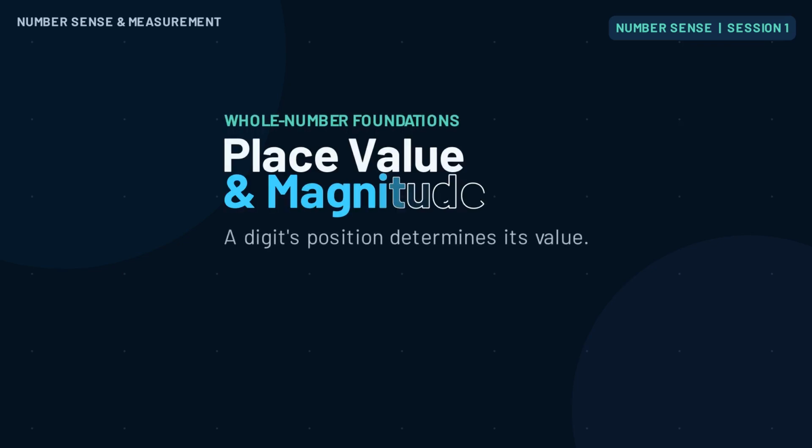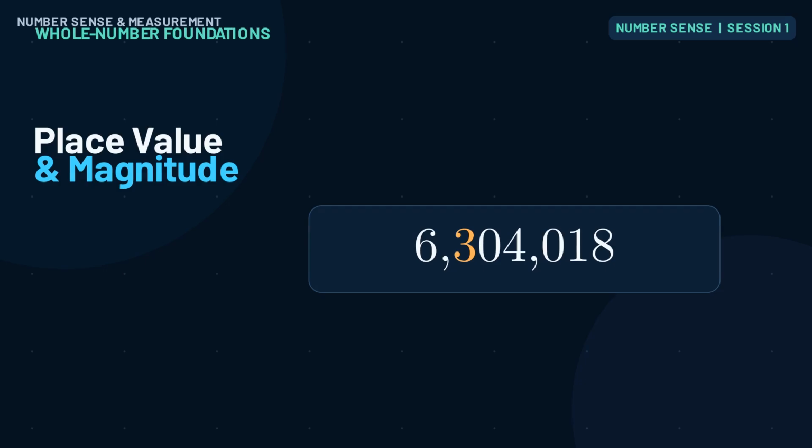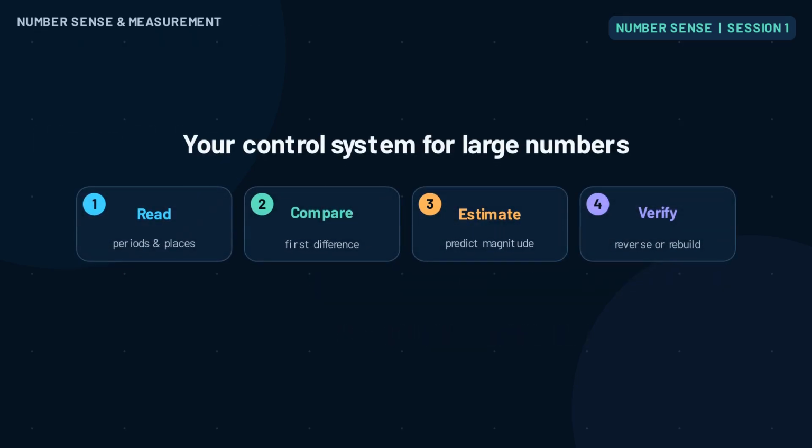Welcome to Number Sense and Measurement. Session 1 is about a simple idea with enormous power. A digit's value depends on its position. In the number 6,304,018, the digit 3 does not mean 3. It means 300,000. We will learn to read that structure, write expanded form, compare large numbers, use powers of 10, estimate before calculating, and verify a multi-step answer.